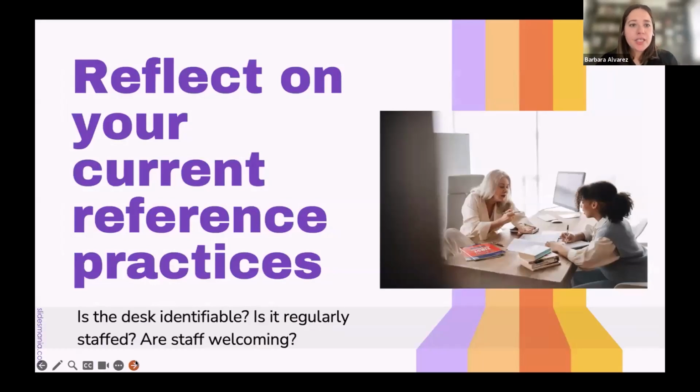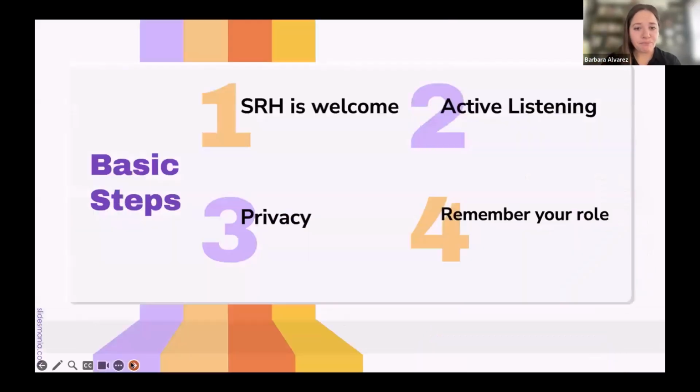So you don't need to share this in the chat, but again, it's a little piece of reflection. What are your current reference practices? First of all, is your reference desk easily identifiable? Is it regularly staffed? And are the staff who are working there welcoming? Just be honest with yourself, write some notes. Maybe the website isn't available for some people. So think about what reference practices are like in your library.